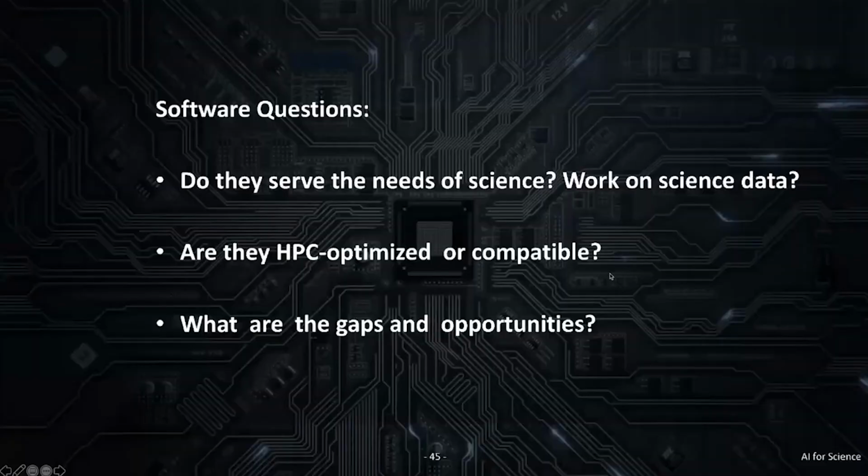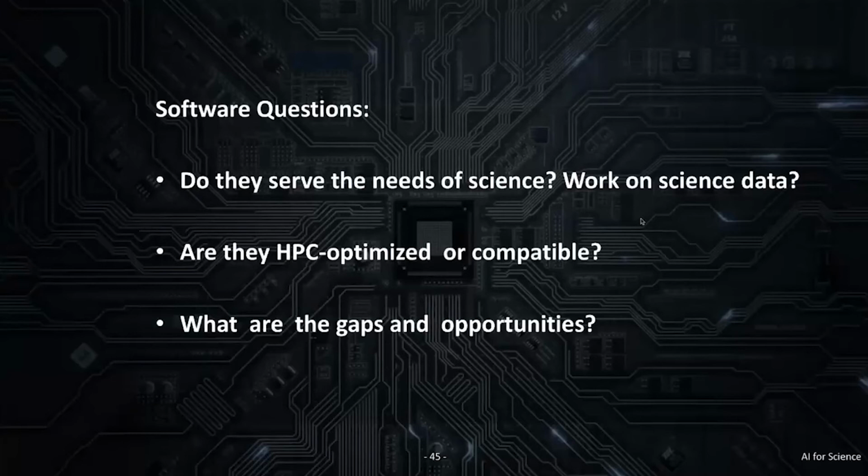So what are the software questions? Does the software serve the needs of science? So if we look at something like TensorFlow or PyTorch, we may want to work on graphs. There's growing support for things like graphs inside of these, but do they really capture the type of scientific structures that we have? Will they work on, say, three-dimensional climate data with many variables per data point? Are they optimized for HPC systems? So initially, a lot of them were not really well optimized for HPC. They assumed that you had local disk, or they assumed that you had a fairly slow network, and made decisions about how to distribute the computation and the data based on some of those assumptions.